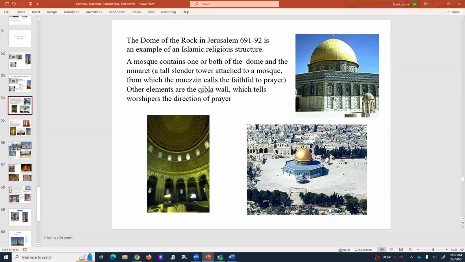There's a whole story that goes behind this building. And Al-Aqsa, what is that? It's the building. Oh, okay. It's the main mosque in Jerusalem. Sits on top of Temple Mount.